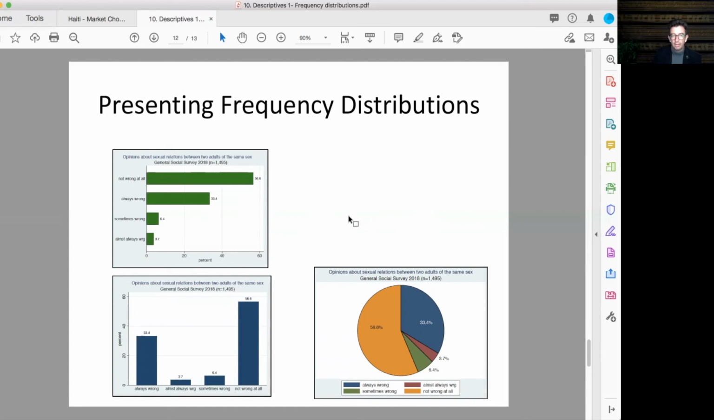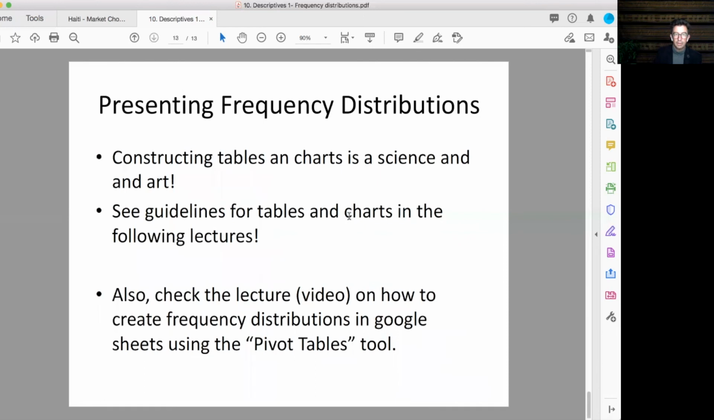So there are pros and cons for constructing tables and charts, and there are also specific guidelines that we should follow when we're constructing tables and charts. And we will turn to that in the next videos. And we will end this week's lecture by showing you how to construct frequency distributions using Google Sheets.